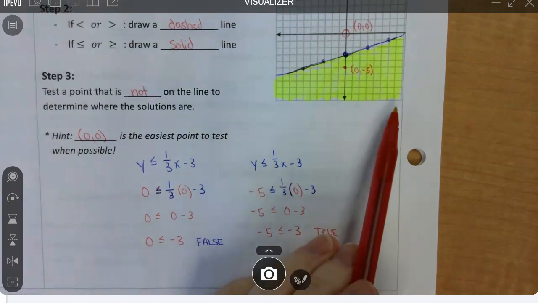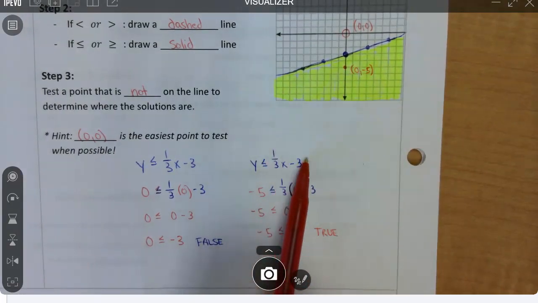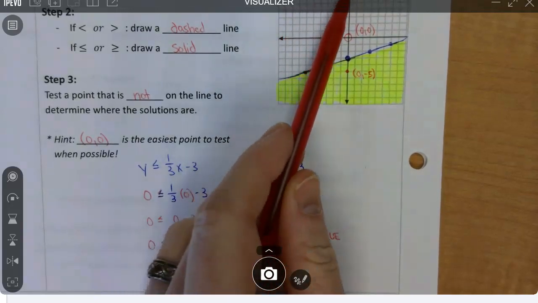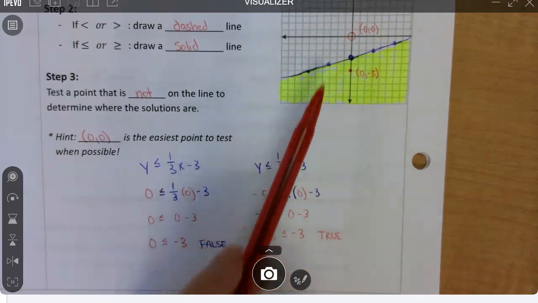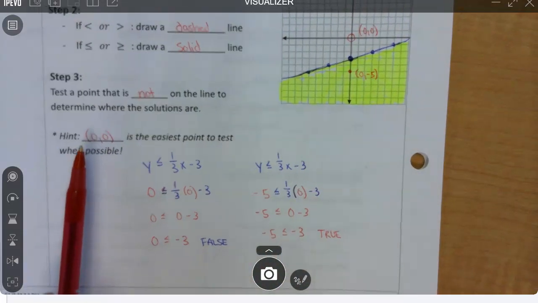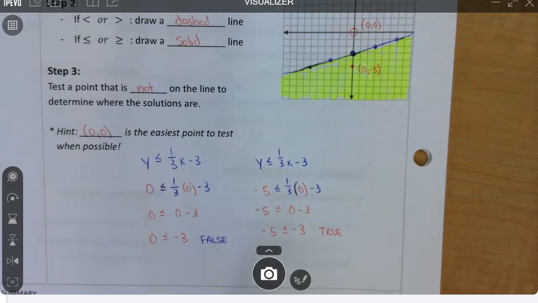And again, I could have picked any point in the shaded region and it would have made the inequality true. But if I would have picked any point up here to start with, it would have been false. I picked 0, 0 because 0, 0 is by far the easiest point to plug in for your x and y. It'll make the calculations the easiest to figure out.